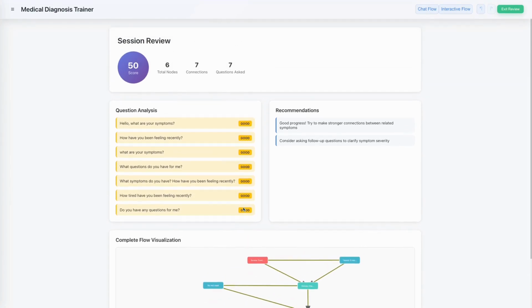HippoTree tracks your progress over time. It measures clinical reasoning, short-term memory retention, and question effectiveness. The system uses these metrics to personalize future sessions, focusing practice on weak areas and reinforcing stronger habits.